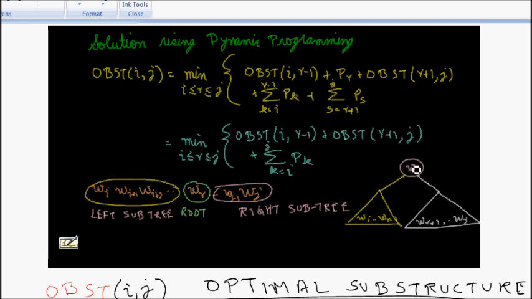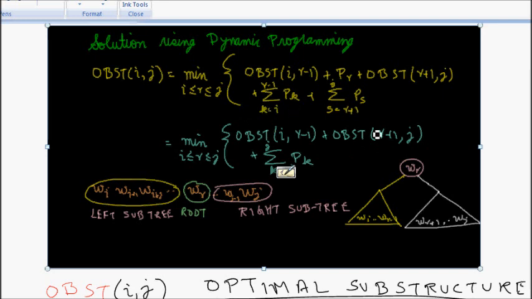Then let wr be somewhere in between. My left subtree will be wi to wr minus 1. So this is now OBST i to r minus 1, plus I have the cost of the right subtree, that is OBST r plus 1 comma j. And then I also have pr, which is the cost of comparing the root. So that comes here.